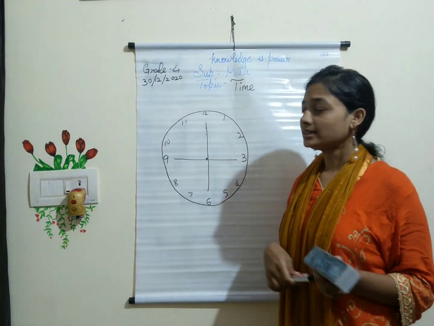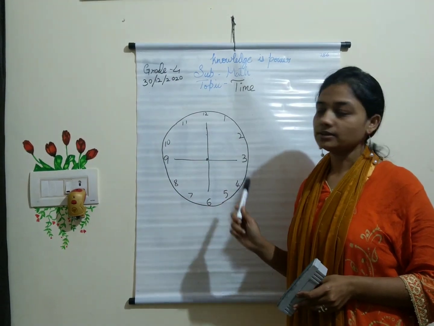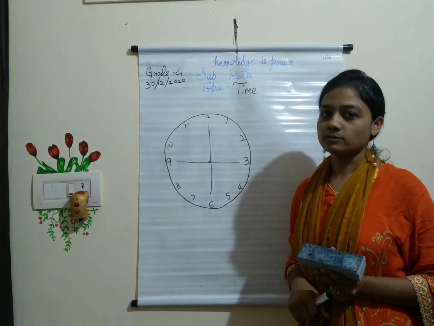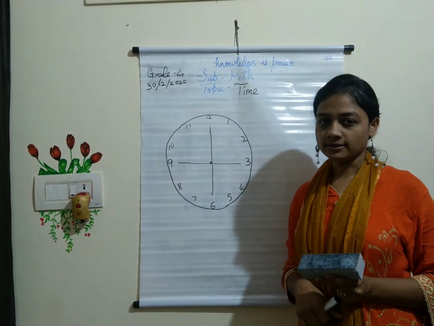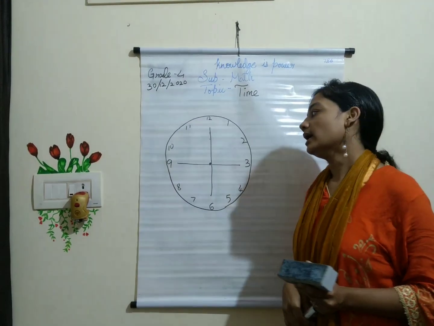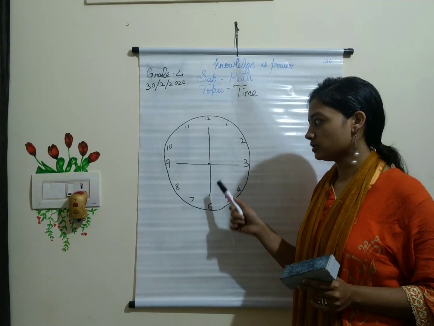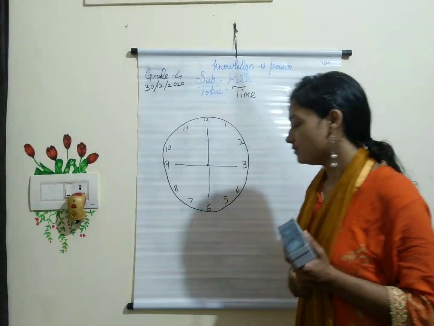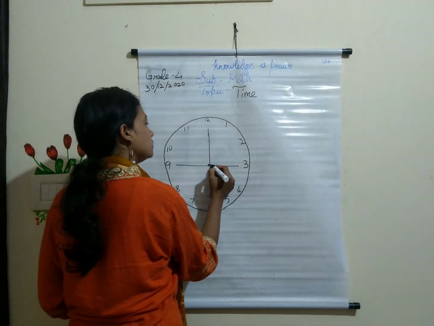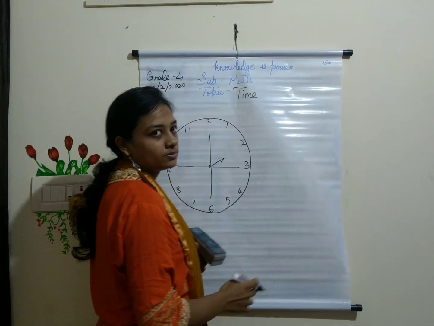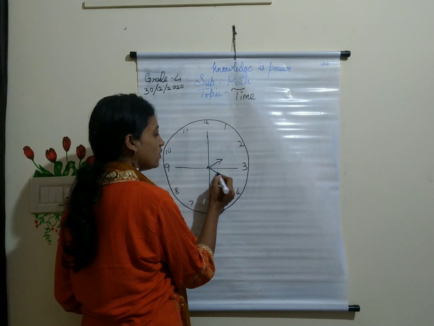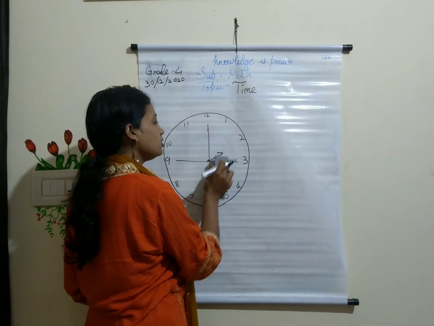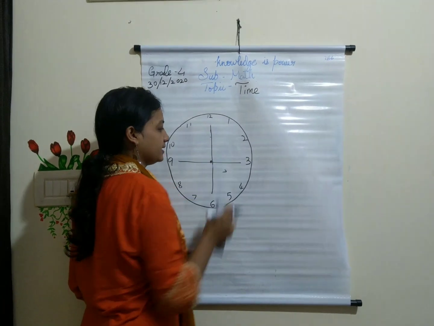So you learned that in a clock you have 12 numbers, 1 to 12, and it has two hands. One small hand is called the hour hand because it shows the hour, and whichever number it shows, we say that number. Example, if the small hand shows 2, then I say 2 hours. If it shows 4, I say 4 hours. This is our small hand, or the hour hand.